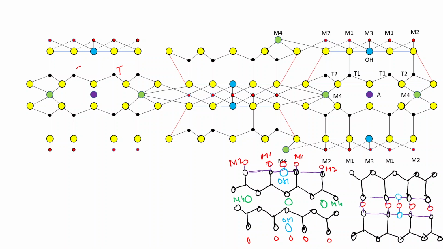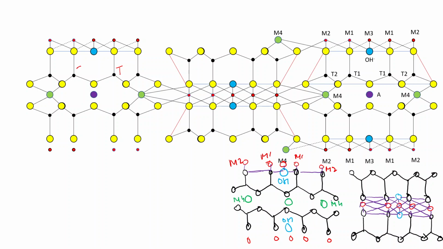So now what will happen? Let us join this and this. Then join this and this and this and this. After that, join this way, this way, this way, this way, this way, and this way. So now we have linked the M1 with the apical oxygens, and then you have to link the M4.